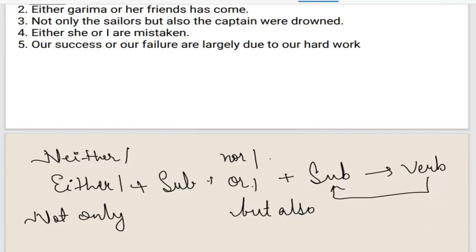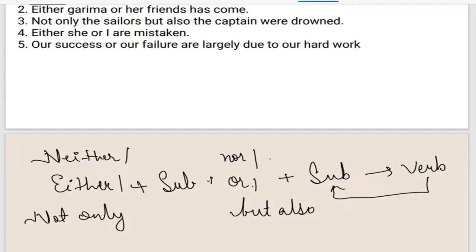In the first case, when two subjects are connected with as well as, together with, along with, accompanied by, nothing but, no less than, the verb agrees with the first subject. But when there is a pair conjunction, that is neither nor, either or, not only but also, and two subjects are connected with these paired conjunctions, then the verb agrees according to the nearby subject. If the nearby subject is singular, the verb will be singular. If the nearby subject is plural, the verb will be plural.